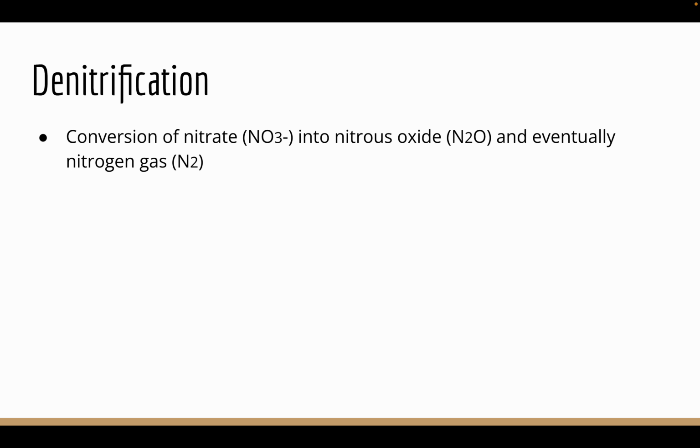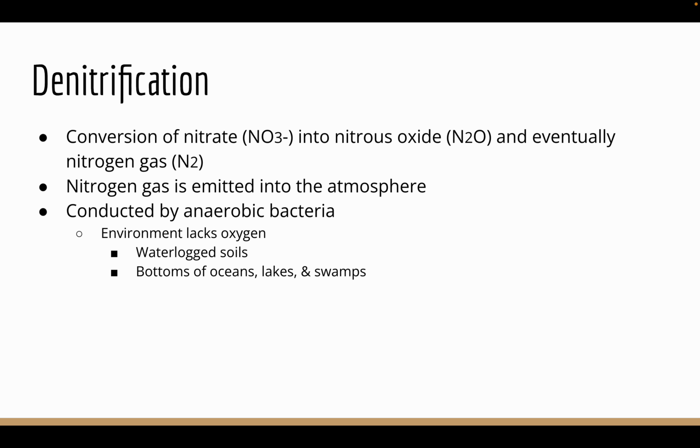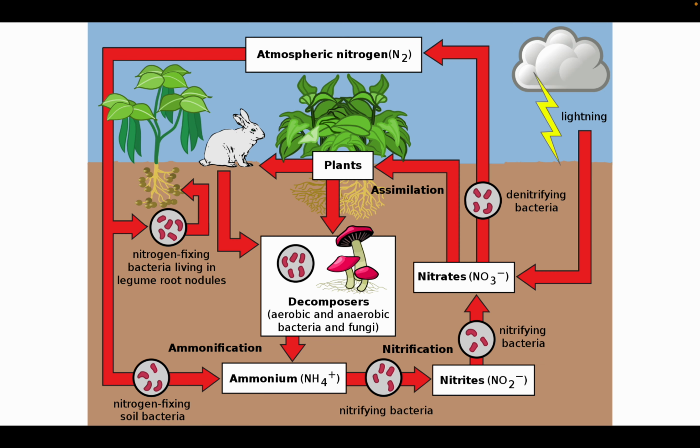Now, denitrification is a conversion of nitrate into nitrous oxide and eventually into nitrous gas. Nitrous gas is emitted into the atmosphere, and this is usually conducted by anaerobic bacteria. That word anaerobic means that it's a bacteria that lives in an environment that lacks oxygen. They don't need oxygen to function. These types of environments would be very waterlogged soils, especially in wetlands, bottom of the oceans, lakes, and swamps. That's where we would find these anaerobic bacteria. The opposite of anaerobic would be aerobic.